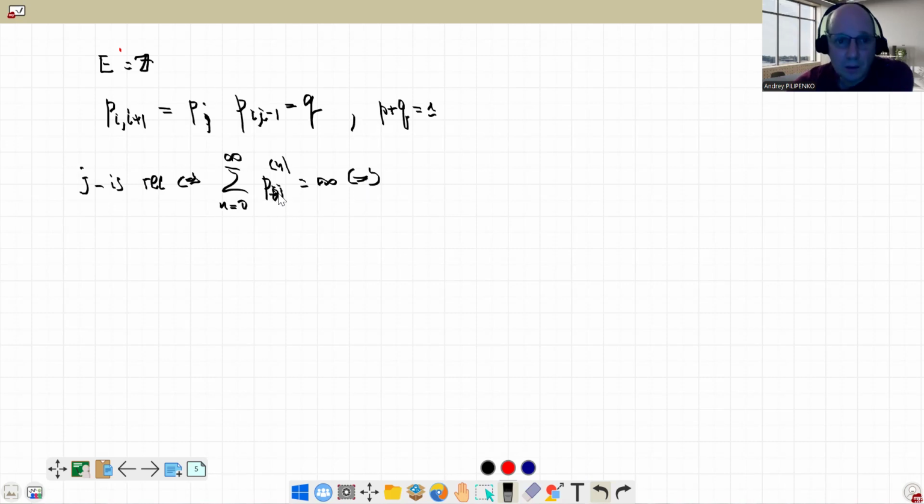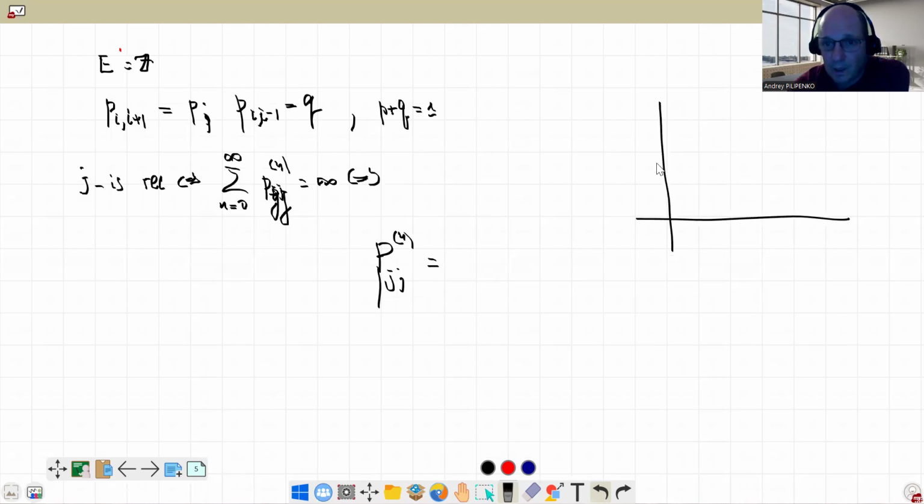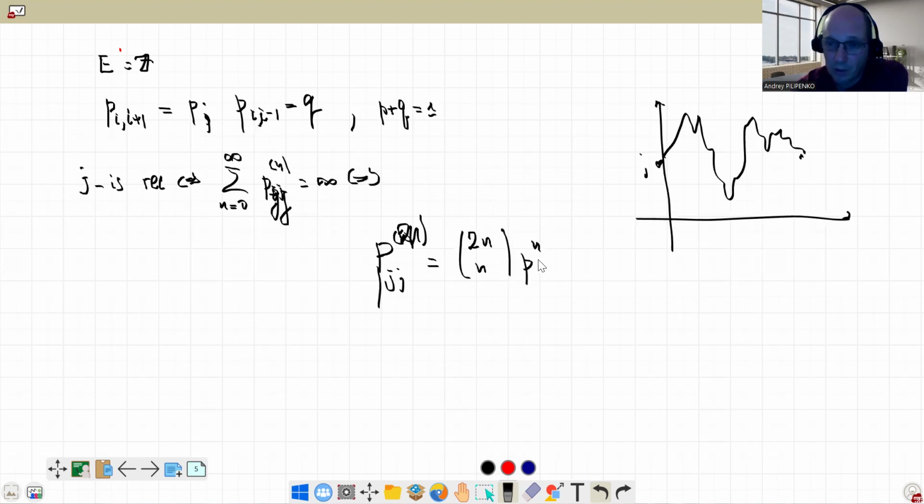And in this case, we calculated this p. We have already calculated this number. So we start from j, we return to j, and it is possible if n is even number. So I will calculate only p_jj^(2n), and we make n steps up and n steps down, and the answer was 2n choose n, p to the power n number of steps up, and q to the power n. So (2n)! over (n!)^2 (pq)^n.